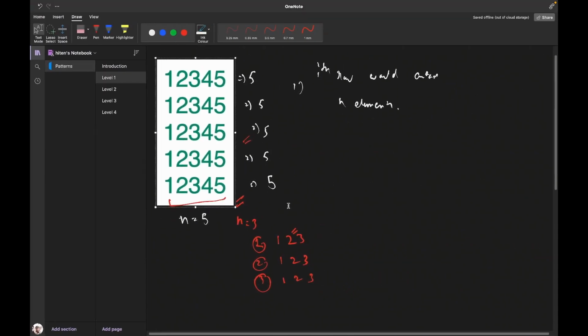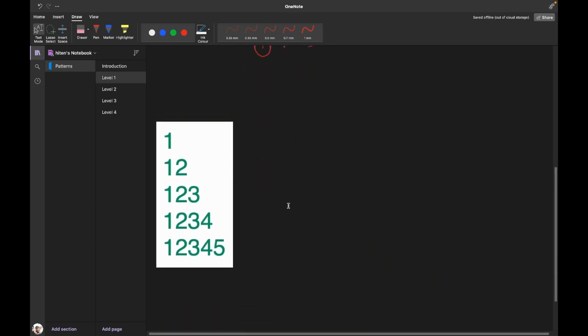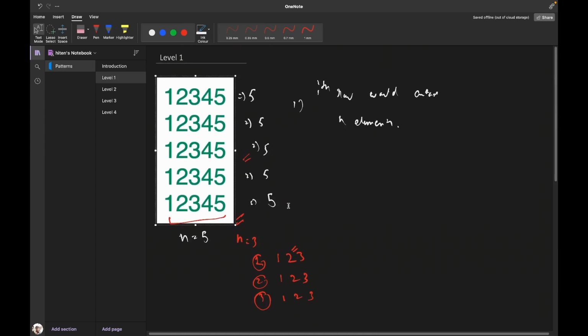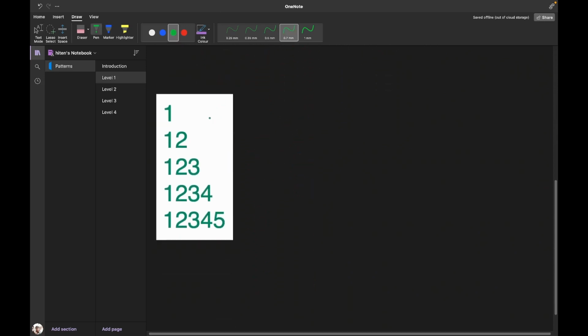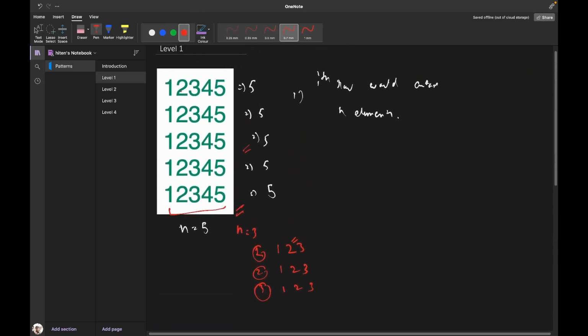So let us discuss another variation of this kind of pattern. This is pretty much the same as the previous pattern. What we did was remove some numbers: if you compare it with the previous one, we removed 2 3 4 5 from the first row, 3 4 5 from the second row, 4 5 from the third row, and 5 from the fourth row, and the last row has 1 2 3 4 5.